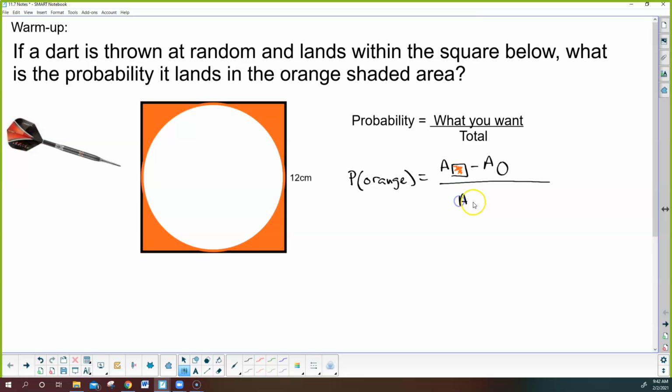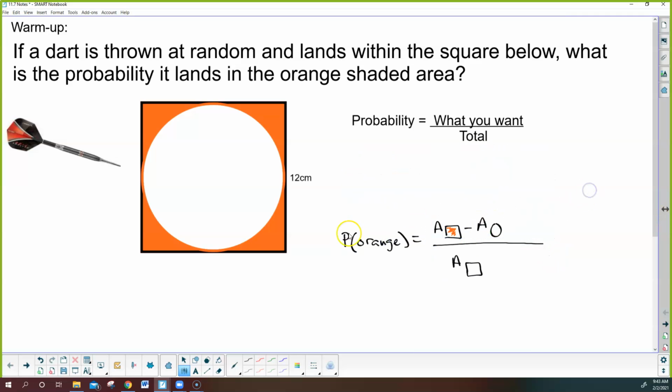And then the total is the area of the entire dartboard. In this case, it would be the 12 by 12. So I basically need to find those items. Some people like to work vertically. Well, what is the area of the orange square? If it's a square, it's 12 by 12 or 12 squared, and that's the same as the bottom here. So I know the bottom of my answer has to be 144 for now. It could be reduced. And then we've got 144 minus the area of the circle.